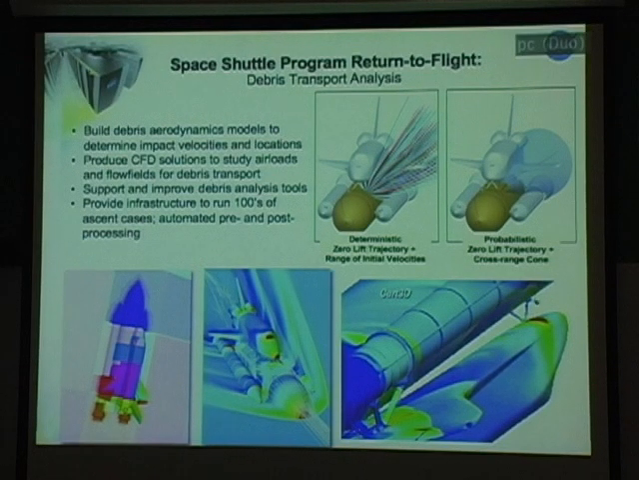There are questions about impact velocities and locations, and we have scientists at Ames, in cooperation with Johnson, who have developed both ballistic and probabilistic models. Those are shown at the top right, to understand which tiles could have fallen off, where they could have impacted, and what damage they could have caused.